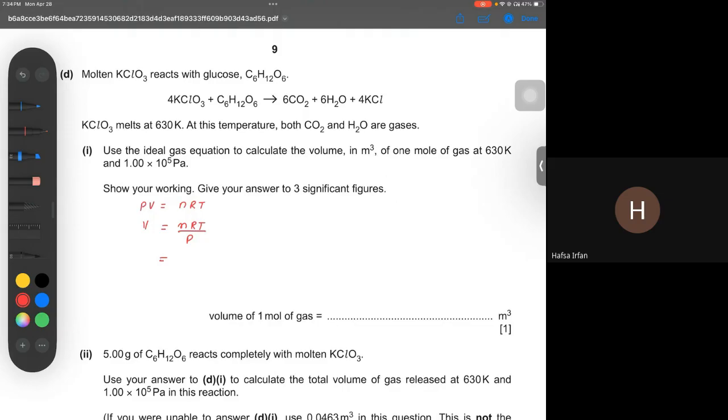Use this ideal gas equation to calculate the volume in meter cube of 1 mole of gas. 1 times 8.314 times temperature is 630 Kelvin divided by the pressure. The pressure is 1 exponent 5 Pascal. Okay. So can you tell me an answer?